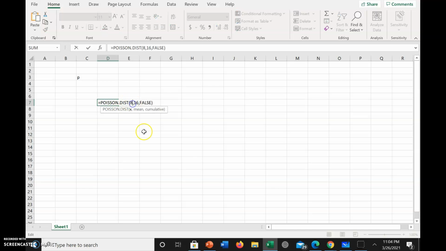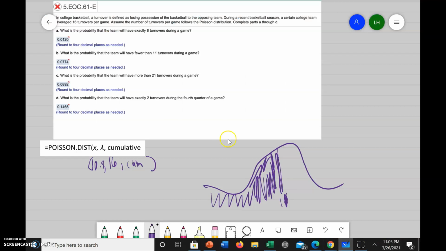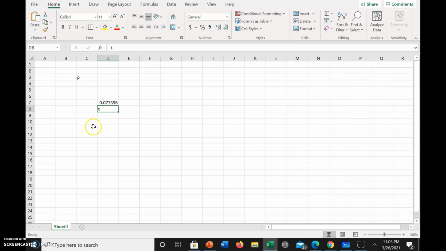So we're going to change 8 to 10.99999. And you get 0.0341. Okay, fewer than 11. Let's look at this again. I don't think I changed the cumulative, so let me do that. We want it to be cumulative this time. So 0.0774.